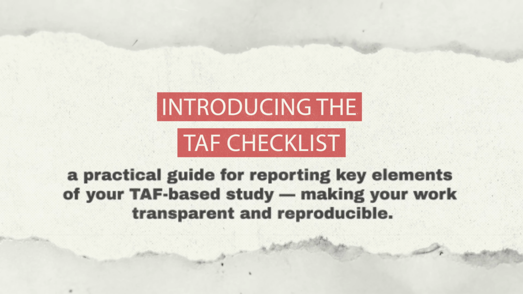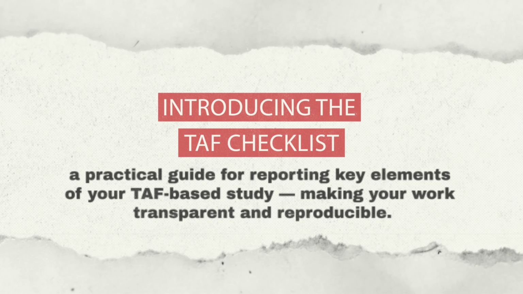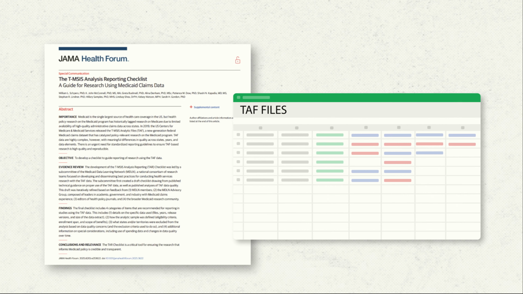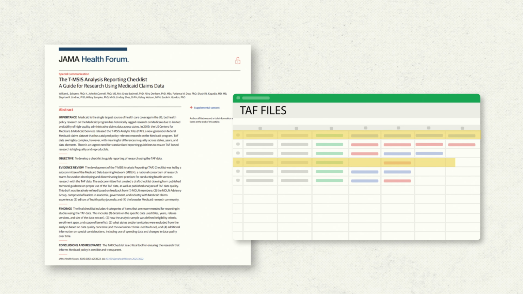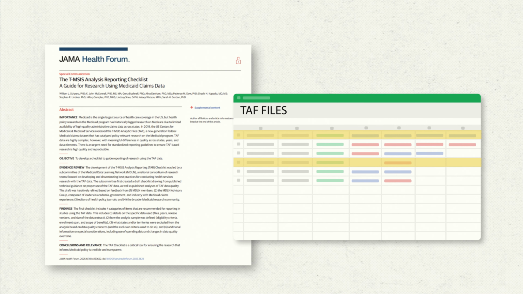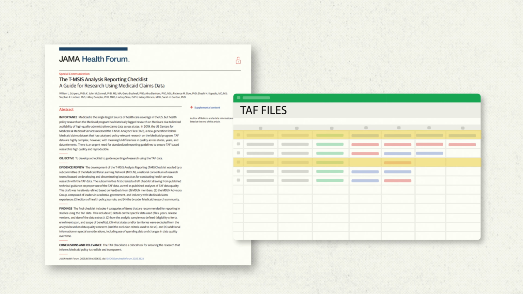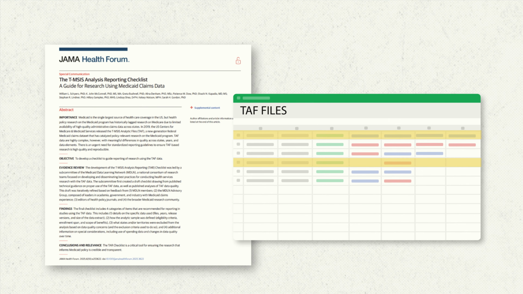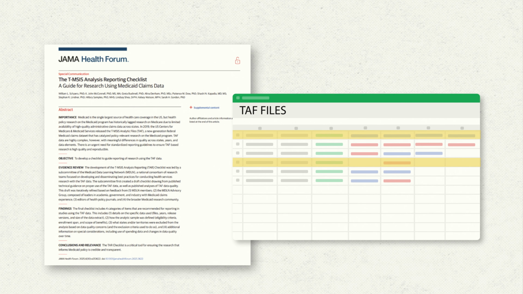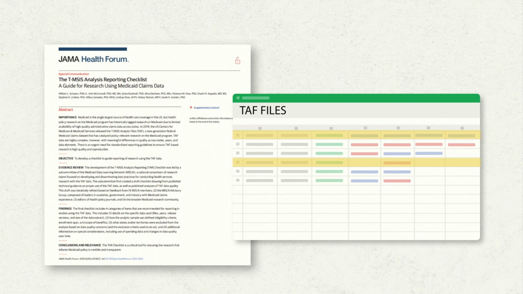It's a practical tool that helps you clearly report the key elements of your TAF-based study, so your work is transparent. First, be clear about which TAF files and years you used. For example, data for this study came from the TAF Other Services and Annual Provider files for 2017, Release 2, 2018, Release 2, and 2019, Release 1. If you used a subset extract, say so.